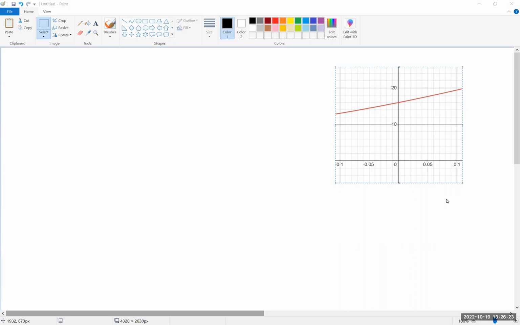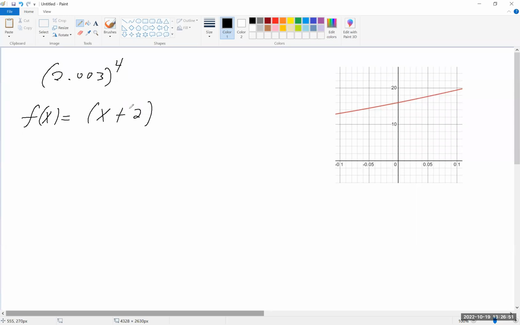Okay, we're being asked to find the linear approximation to estimate 2.003 to the fourth power. So the first thing you need to do is determine which function you're going to work off of. That may take a little bit of creativity, but the one that we're going to use is this function, because 2.003 is very close to 2.